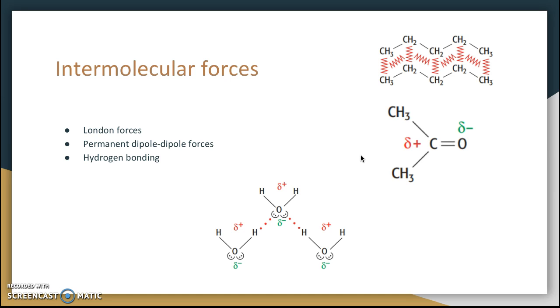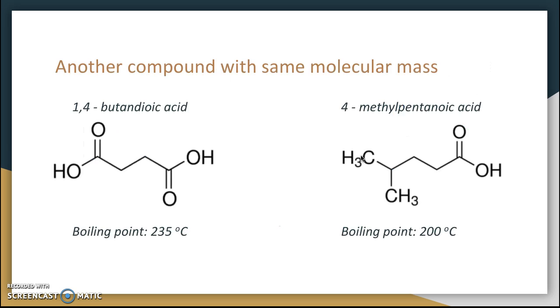We had to look up the boiling point for 1.4 butanedioic acid, and it has a boiling point of, as we see here, 235 degrees Celsius. And we compared it to 4-methylpentanoic acid, which has a boiling point of 200 degrees Celsius.